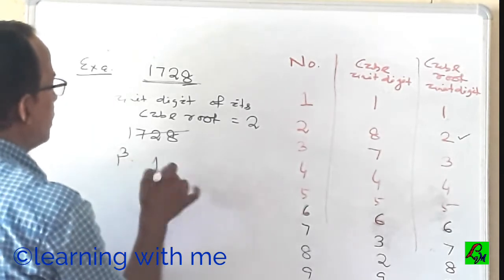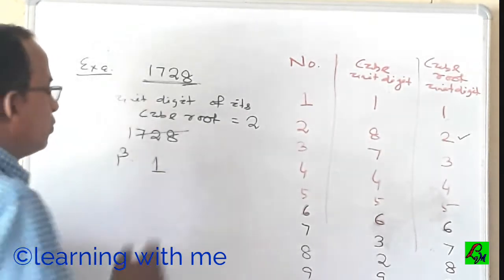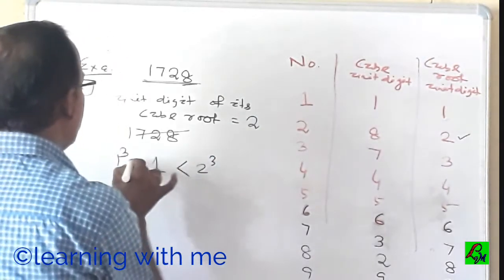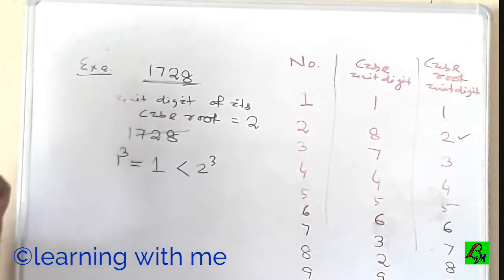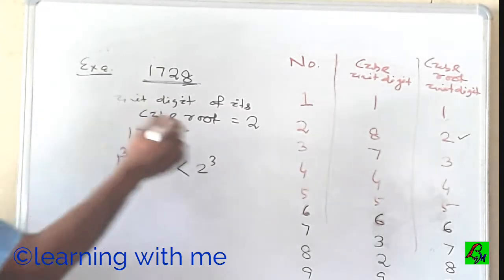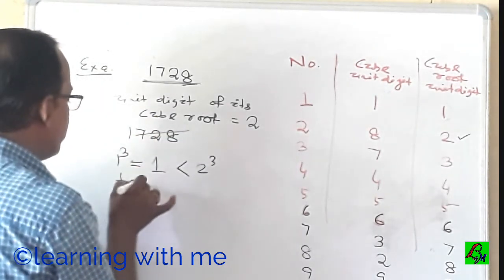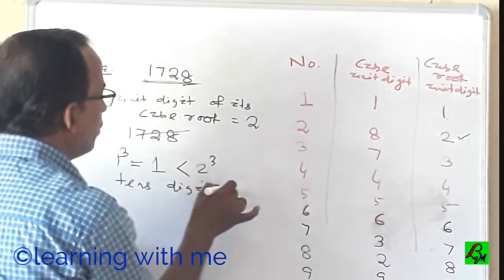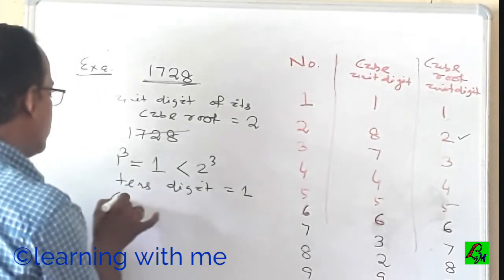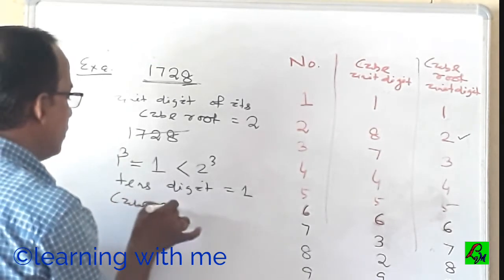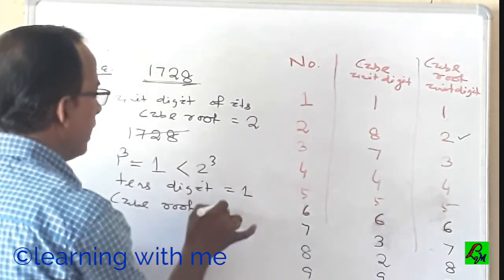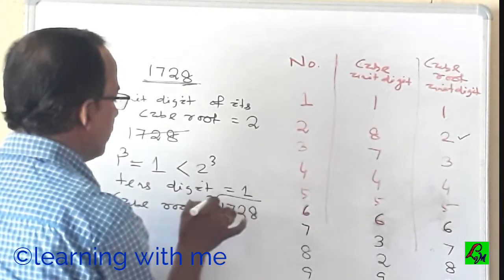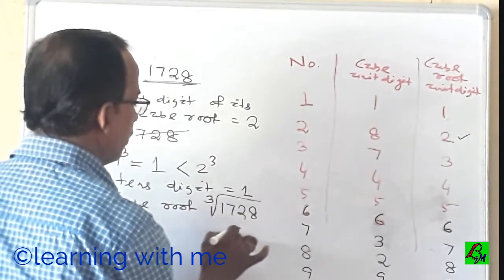If we take 2, 2 cubed is 8, which is more than 1, but the number is only equal to 1 cubed. So the tens digit equals 1. So the cube root of 1728 equals 12.